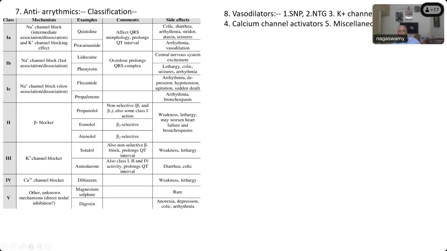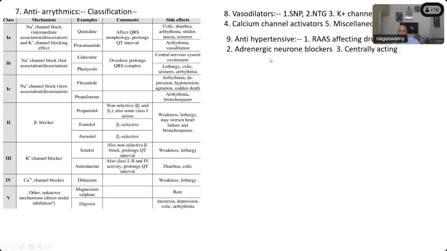Similarly, potassium channel activators. Can you name one drug which is a potassium channel activator? Nicorandil. Then antihypertensives, you should know all about ACE inhibitors, ARBs, and then adrenergic neuron blockers. Do you know any drugs under the category of adrenergic neuron blockers? Guanethidine. Clonidine is centrally acting. Guanethidine is the adrenergic neuron blocker. Centrally acting: clonidine, dexmedetomidine.